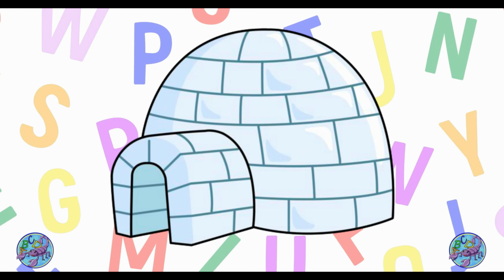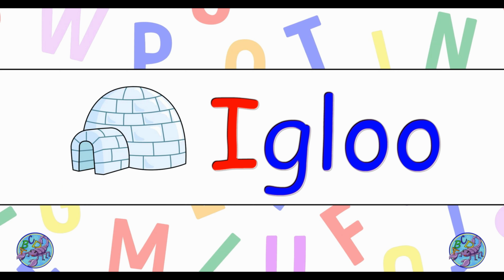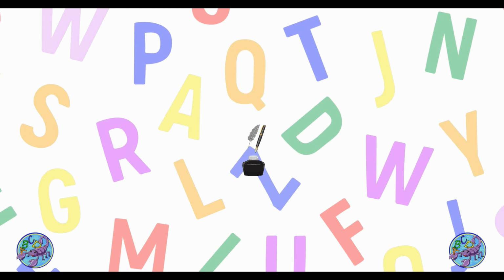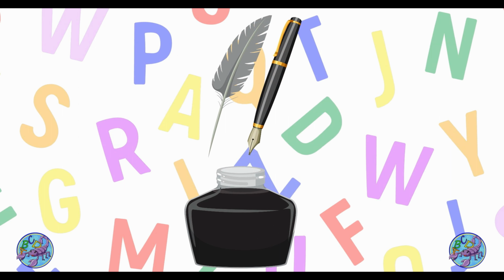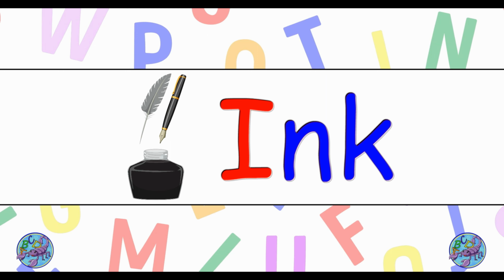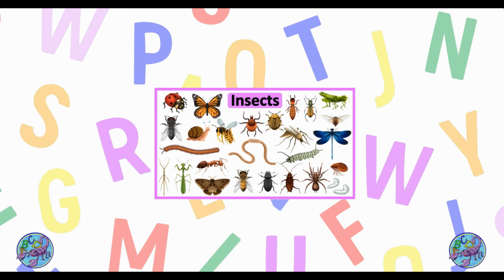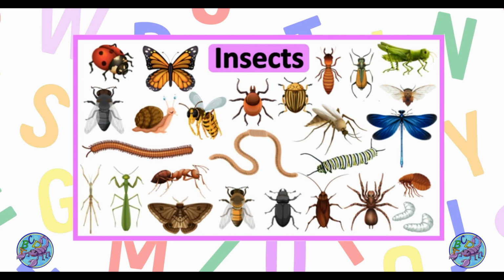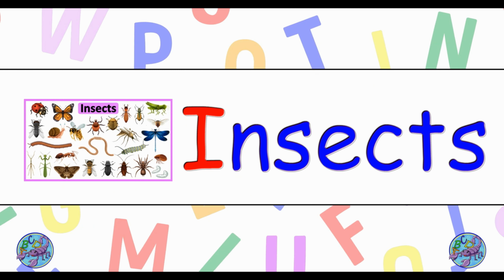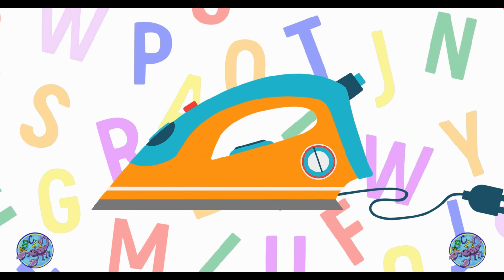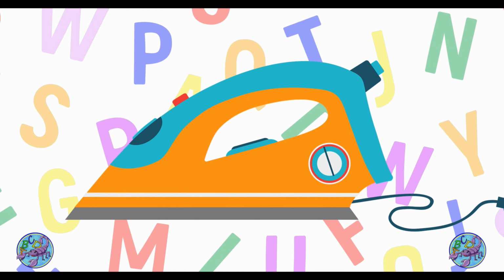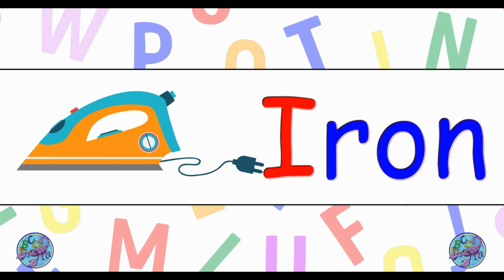I is for igloo. Igloo. I is for ink. Ink. I is for insects. Insects. I is for iron. Iron.